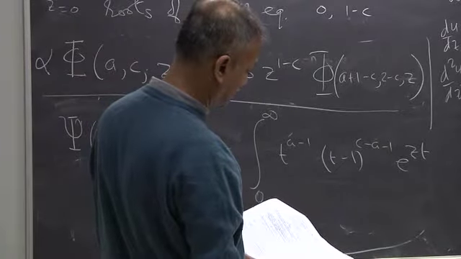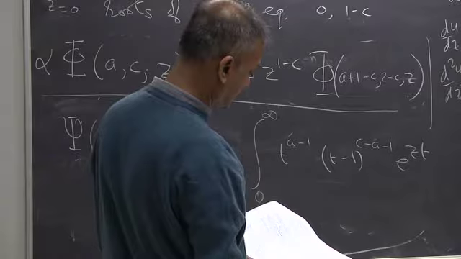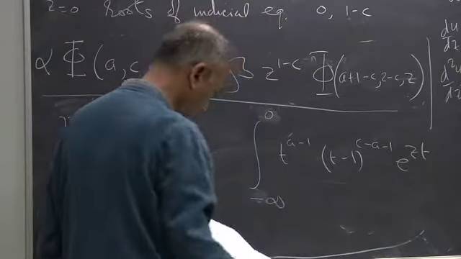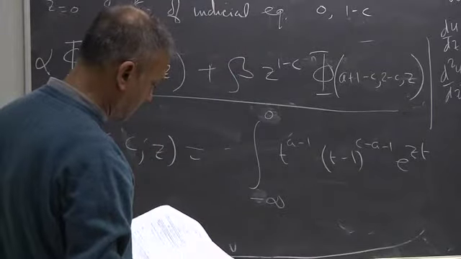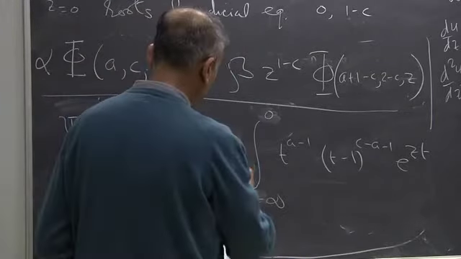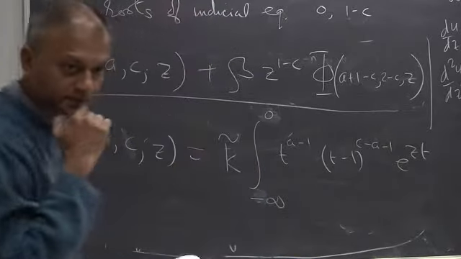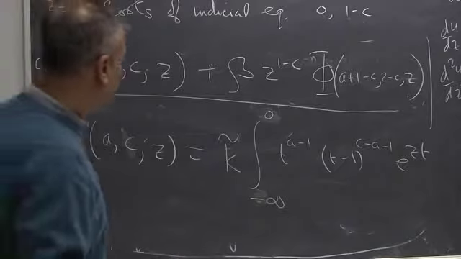What is the 1 plus t? In fact, no, sorry. Minus infinity to 0. Minus infinity to 0. This is a definition which will be multiplied by some constant. Again, some kappa tilde, let's say, some constant. Okay, this will be okay.